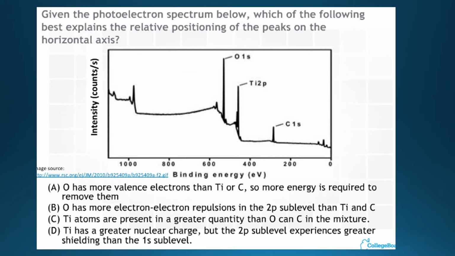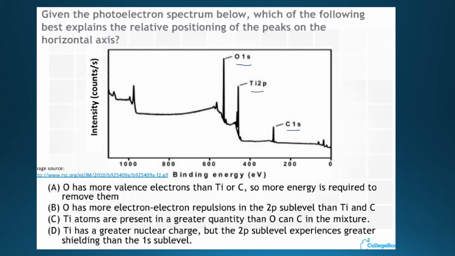Our next one says we have a photoelectron spectrum below, and which of the following best explains the relative positioning of the peaks on the horizontal axis? So we're looking at three elements here: oxygen, then titanium, and then carbon. We're looking at the relative positioning of the peaks. Why is oxygen there? And that is the 1s.